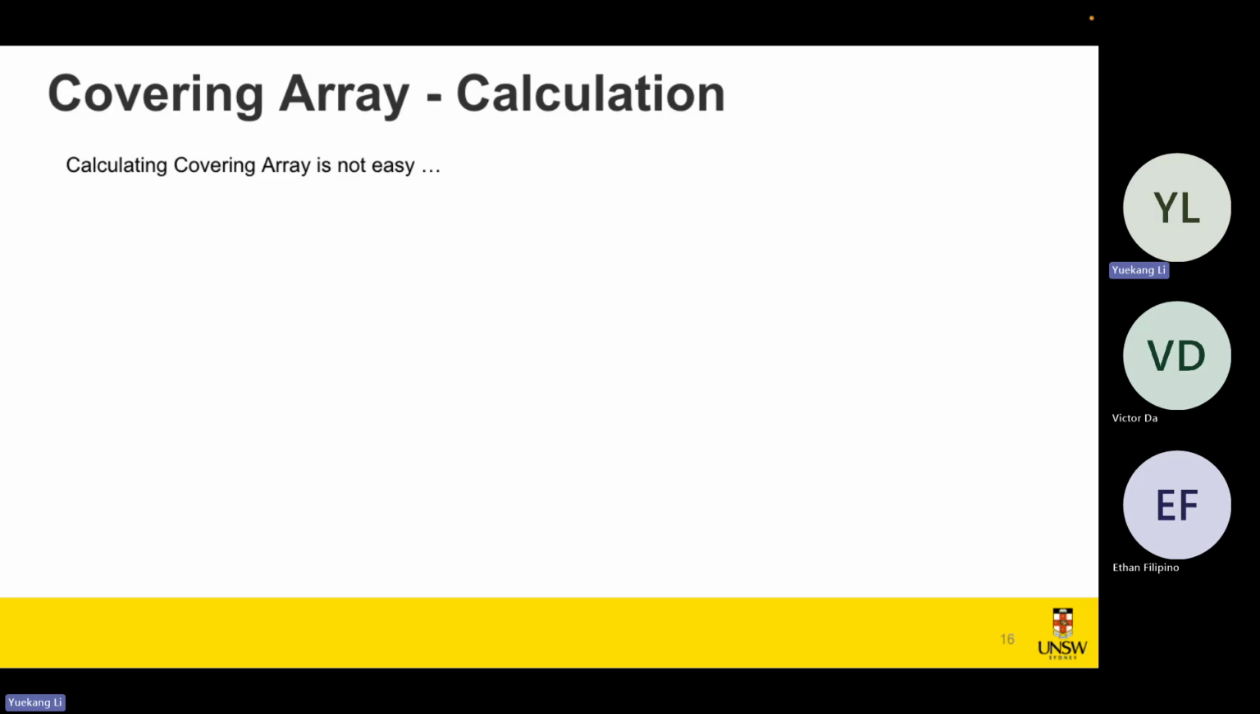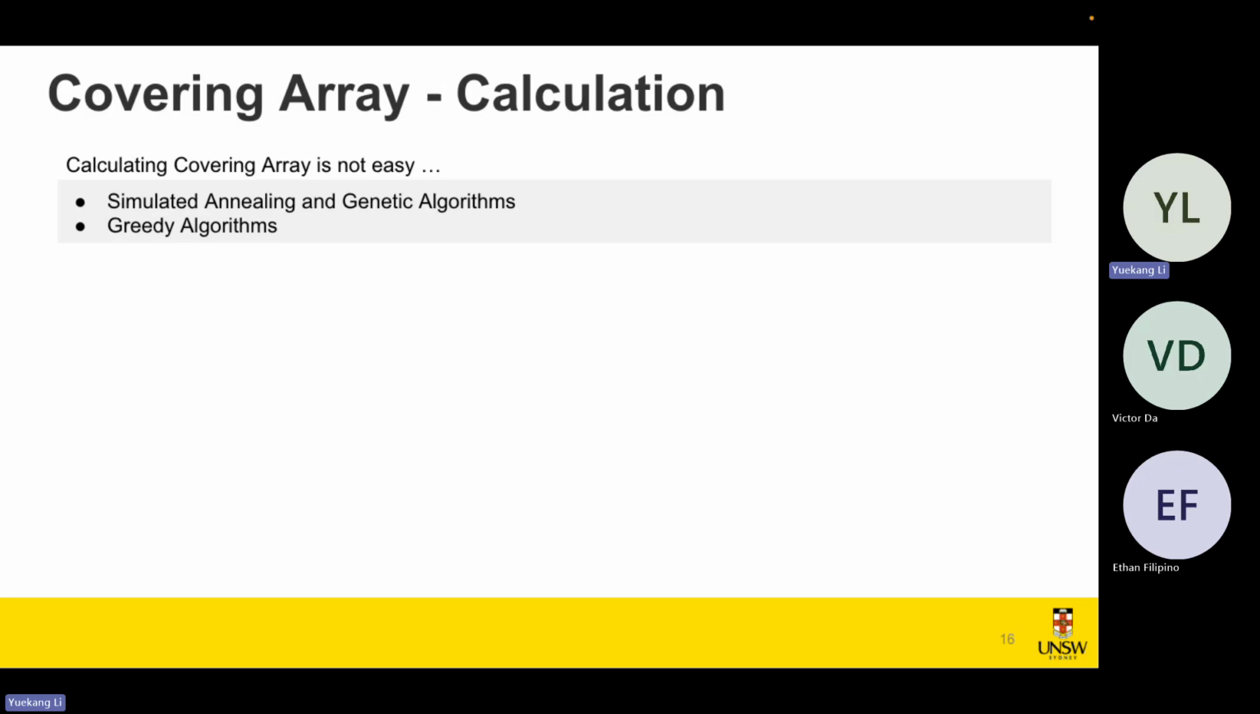So now we wonder, okay, we know that covering array is good. It can provide a guarantee of coverage for different patterns, right? And it can help us to reduce the size of the test suite, right? So how do we calculate this covering array? How do we know that we need those 6 particular test cases, right? So there are some algorithms for calculating this covering array. However, it is not easy.